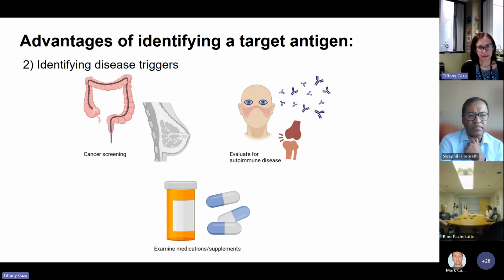Another advantage of identifying a target antigen is to identify disease triggers, and that could include malignancy, autoimmune disease, or certain medications and supplements that are potential triggers for the disease. And some of these medications and supplements are not common, and some are alternative medicines that may not be in a patient's medication list. So it could help you look for those potential etiologies.